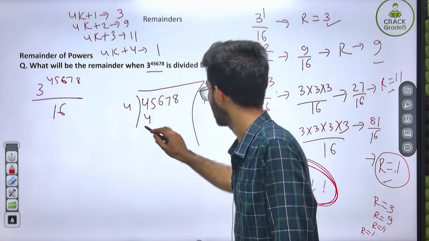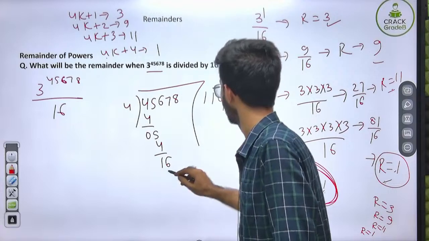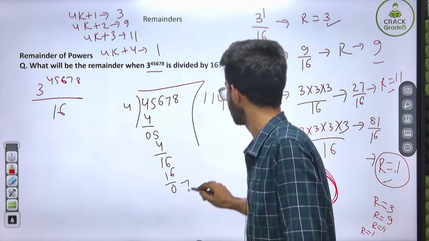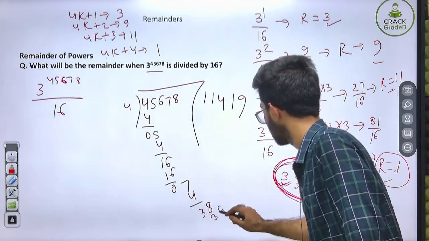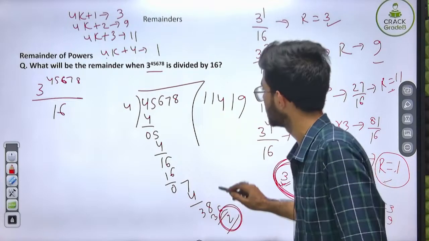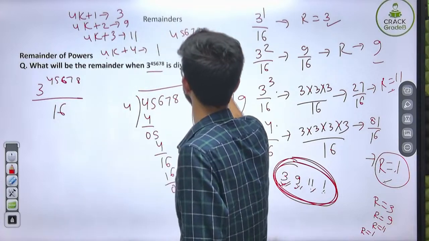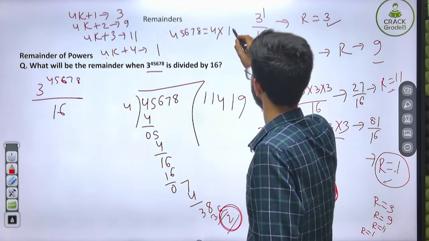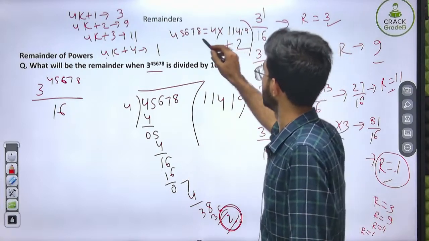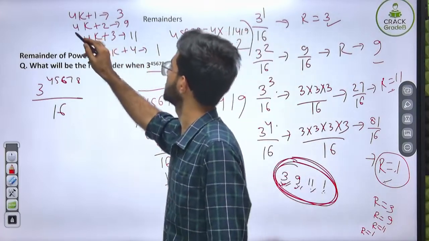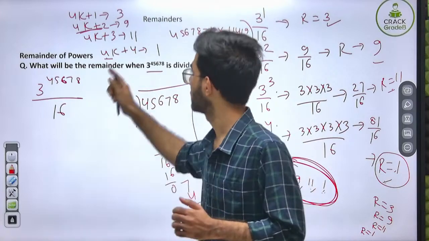So 4 into 4, obviously 0. Then 5, 4 into 1. Then 6, 4 into 4 is 16. Then you will write 7. So 4 into 1 is 3. Then 8, 4 into 9 is what? 3, 6. So the remainder is 2. Means you can write 4, 5, 6, 7, 8 in the form of 4 into 1, 1, 4, 1, 9 plus 2. Plus 2 means 4, 5, 6, 7, 8 is in the form of 4k plus 2.